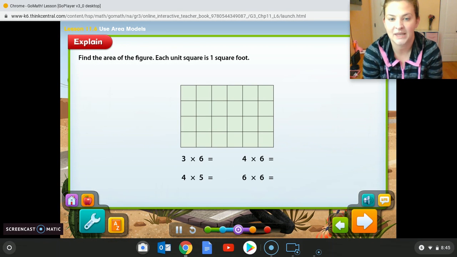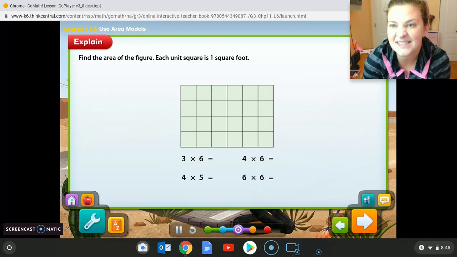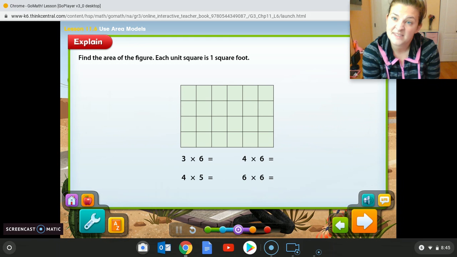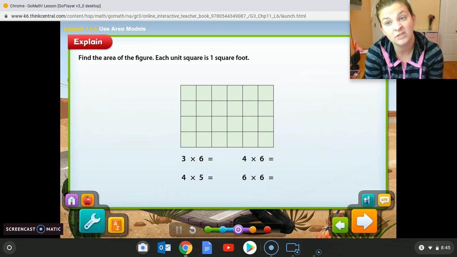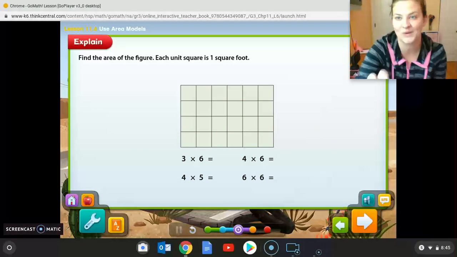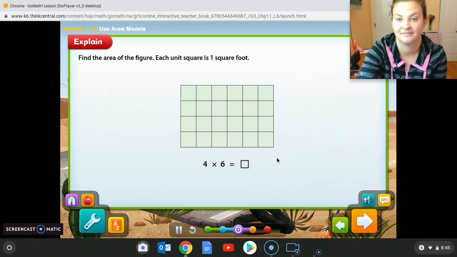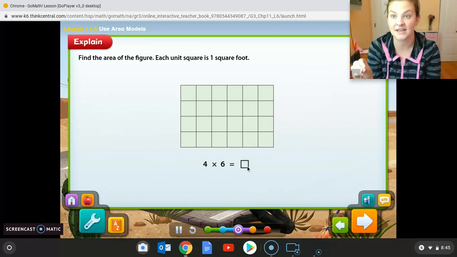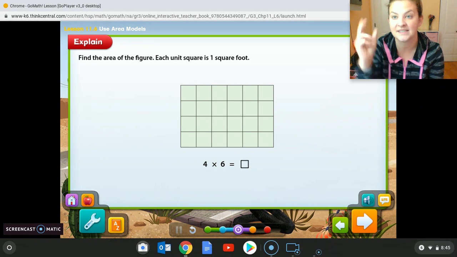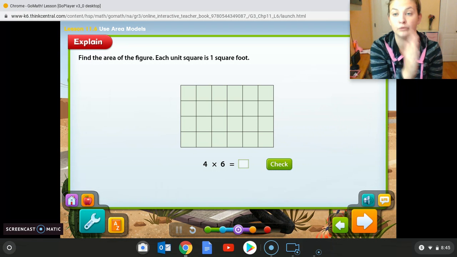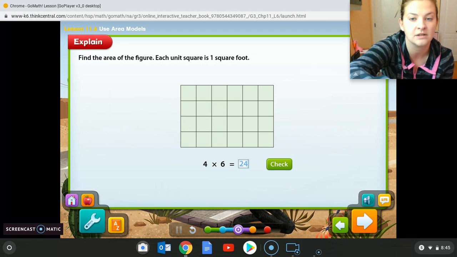I can also do multiplication. Is this a 3 times 6 rectangle? Is this a 4 times 6? Is this a 6 times 6? Is this 4 times 5? Which one do you think? Yes, it is 4 times 6. 4 rows of 6 still gets the same answer as 6 plus 6 plus 6 plus 6, or 4 sixes, or 6 fours, 4, 4, 4, 4, 4, 4. The answer is still 24.